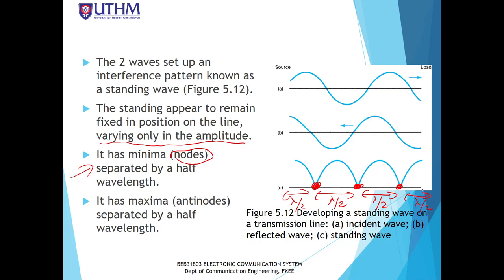Okay, and it has anti-knots, also separated by half wavelength. Anti-knots means the maximum. So the maximum is this one, separated by half wavelength, separuh lambda. Another one here is half wavelength. So the half wavelength shows the distance between two points, maximum and maximum, or minimum and minimum. You see that the maximum is the peak value, and the minimum is the lowest value over here.